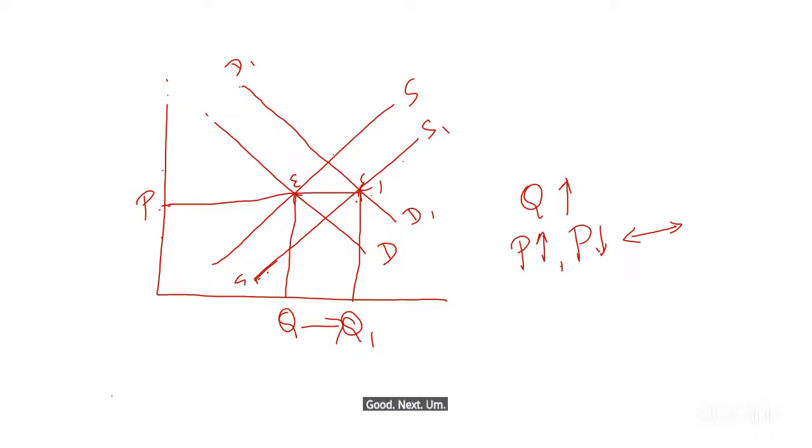Next, case 7. Demand increases and supply decreases. I repeat, demand increases and supply decreases.